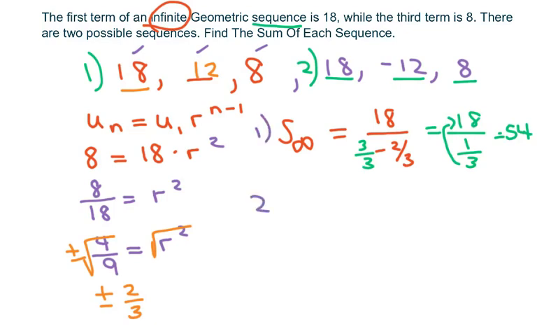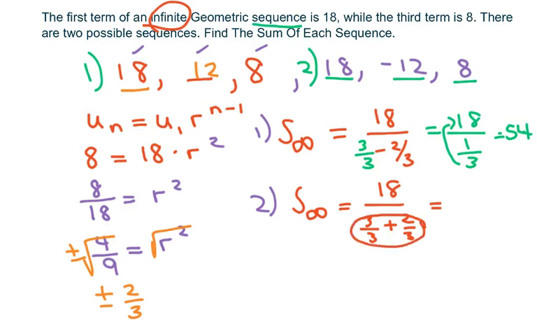And then your second one is going to be the same thing, but it's going to be 18 over 3/3 plus 2/3, and that's going to be 5/3. This is 5/3, so you just bring the 3 up there, so that's going to be 54 over 5.